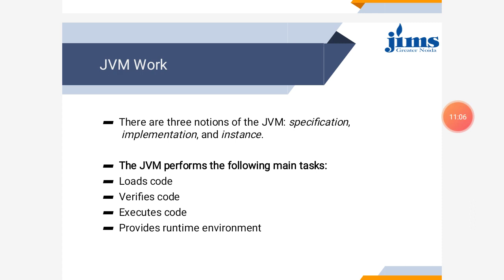So we need to understand what JVM does. There are three things which complete the interpretation process. So what are the different tasks? It loads code, verifies code, executes code, and provides runtime environment. So loading of bytecode and verification of bytecode, and it executes line by line.